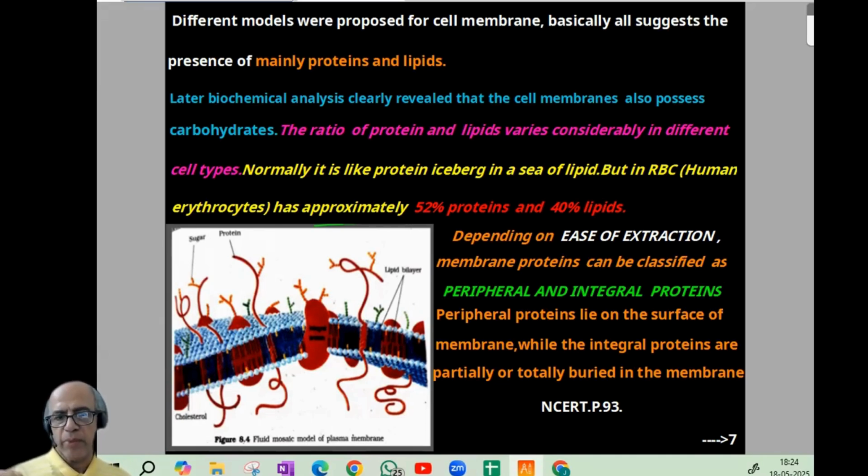So the iceberg represents protein, which is a small amount. Lipid means the sea, which is a huge amount. But in RBC, the human erythrocyte, there is approximately a reversal of it, quantity-wise.